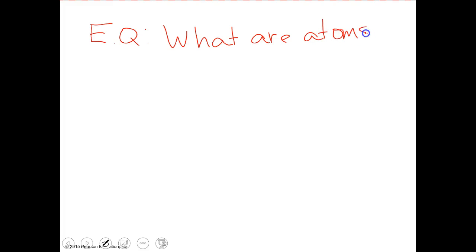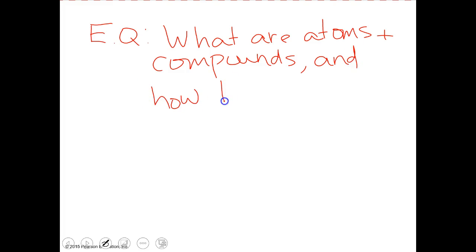So we need an essential question, as we usually do. And this one's just going to be, what are atoms and compounds? And how are they formed? Because we want to know how they're formed.